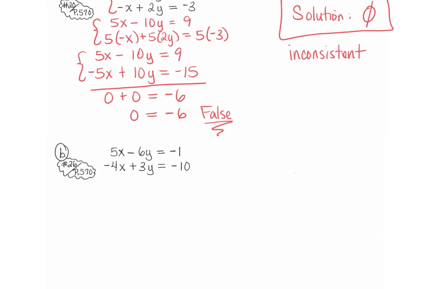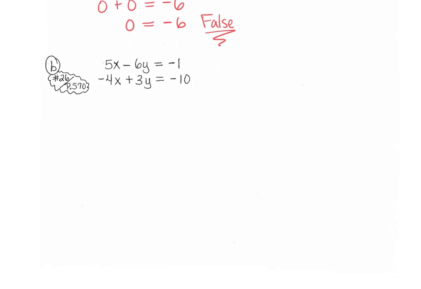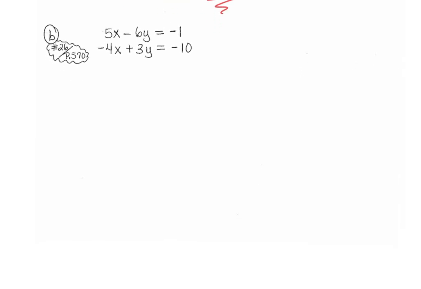So Marcus wants to see the y's canceled out. So we have our system. 5x minus 6y equals -1 is what equation? Equation 1, yes. And what is equation 2? Good, -4x plus 3y equals -10.